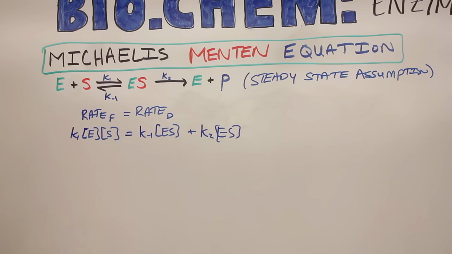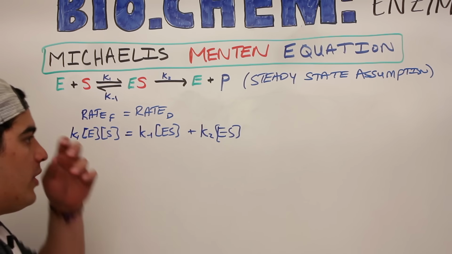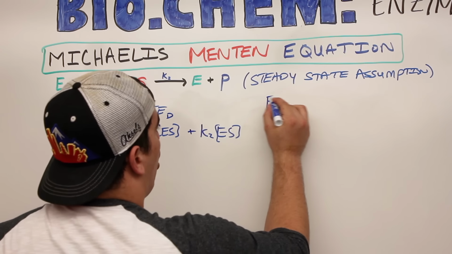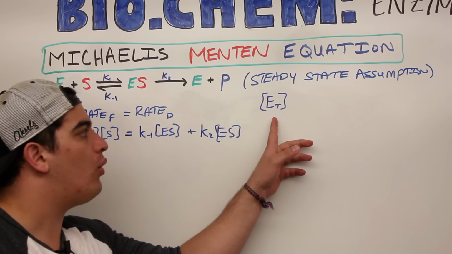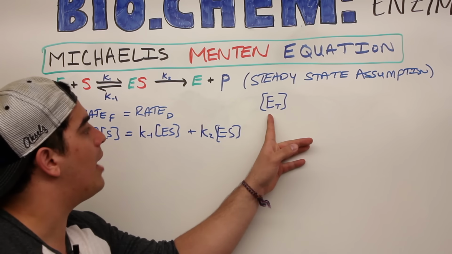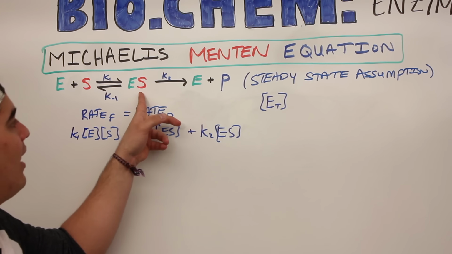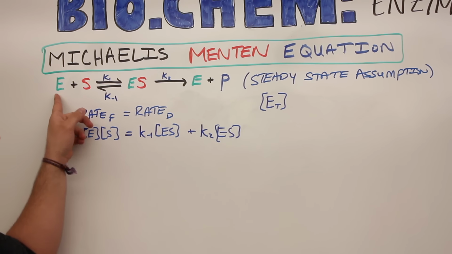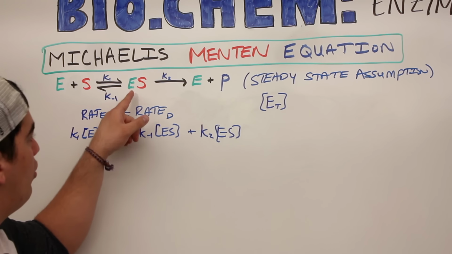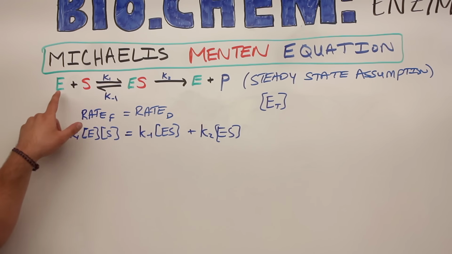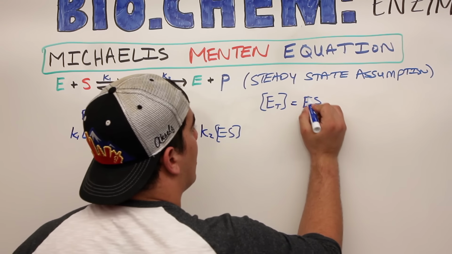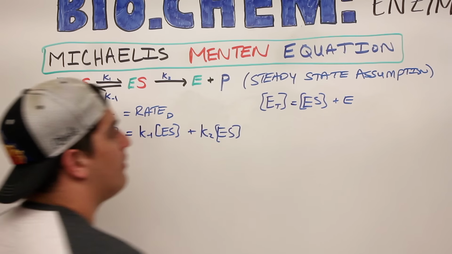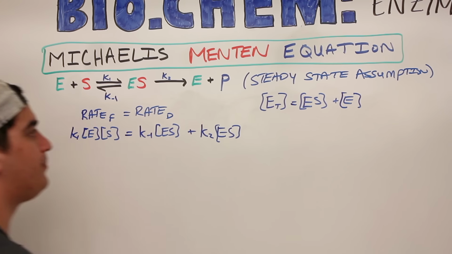Now we've formed our steady state assumption. Now we need to do something else. There's always, when we have enzyme, a total amount of enzyme. What is the total amount of enzyme? The total amount of enzyme is basically the amount of enzyme that's bound to the substrate as well as the free enzyme. So when I take this into consideration, the E total is the enzyme substrate plus the free enzyme. So the enzyme total is equal to the enzyme substrate plus the enzyme, which is free enzyme.